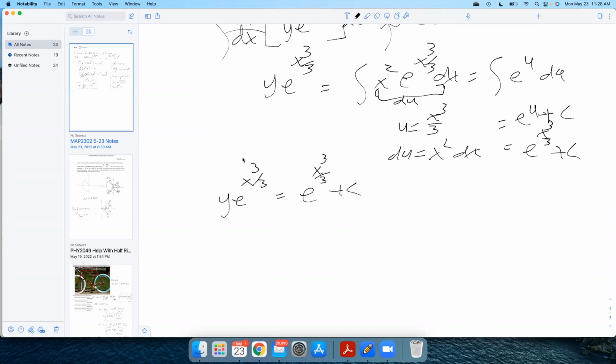Okay. Now, if I want to write this in explicit form, I need to get rid of this guy right there. So multiply everything. Here, I'll even write out the step. Multiply both sides by e to the negative x cubed over 3. So that'll cancel over here. That'll cancel this guy, leaving a 1. And then c times that.